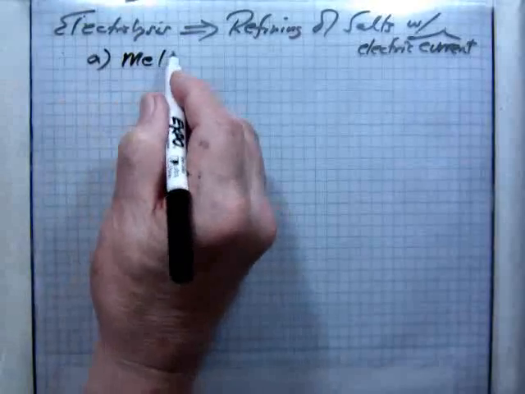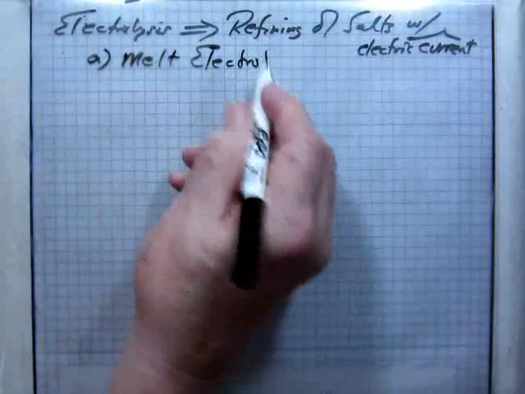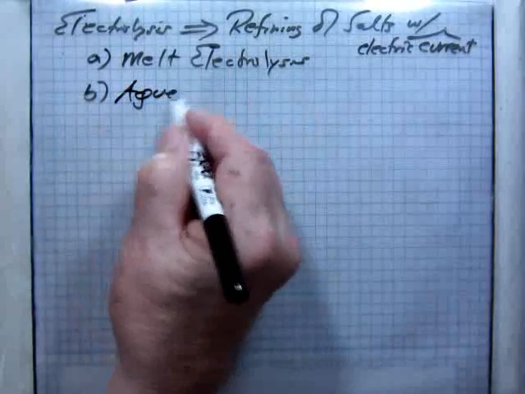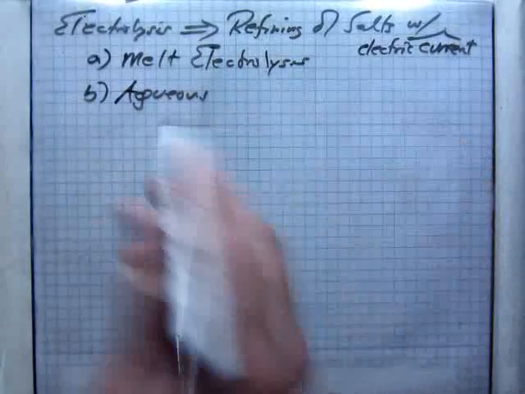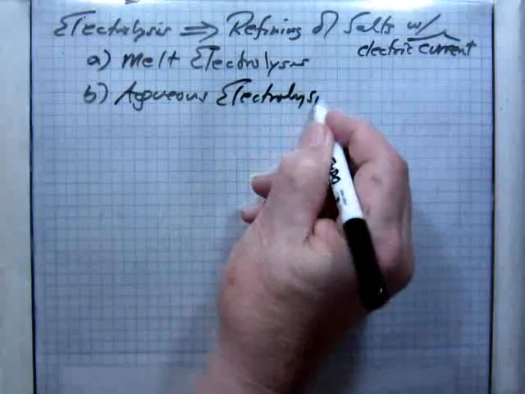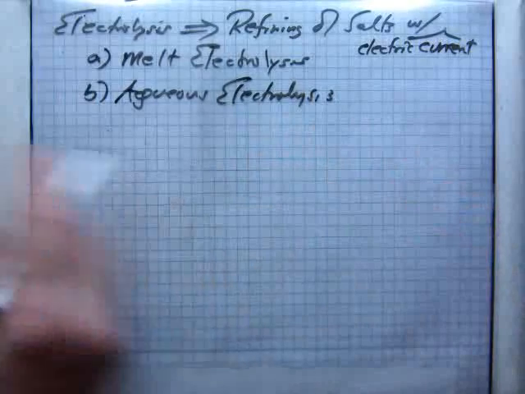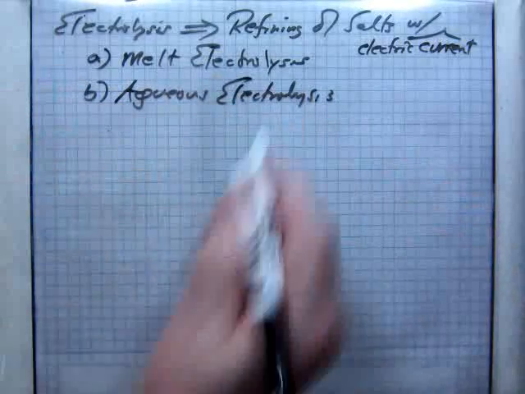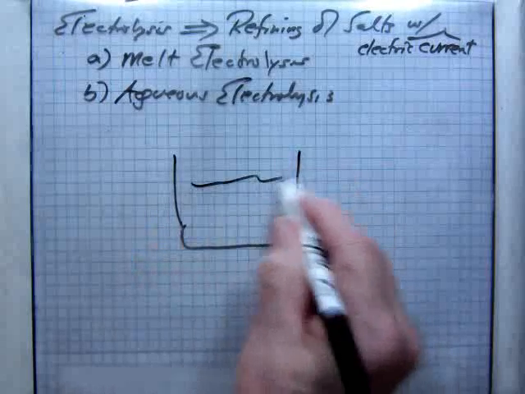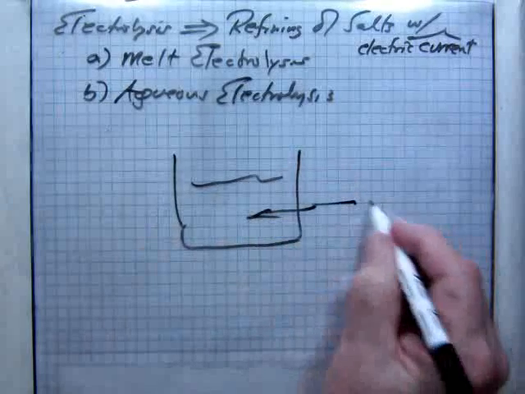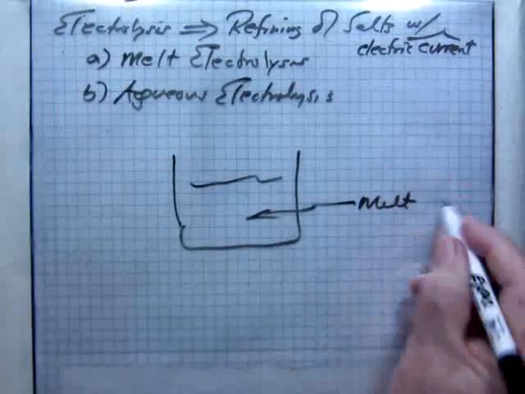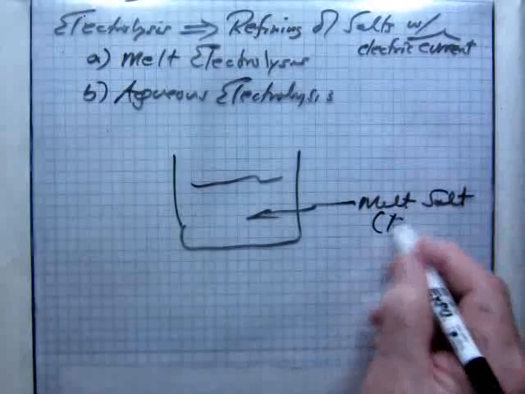melt electrolysis and aqueous. So salts dissolve in water to a certain extent. And the easiest one to comprehend is the melt electrolysis, say for potassium chloride. You have a reservoir with melt potassium chloride, melt salt, and we'll use potassium chloride.